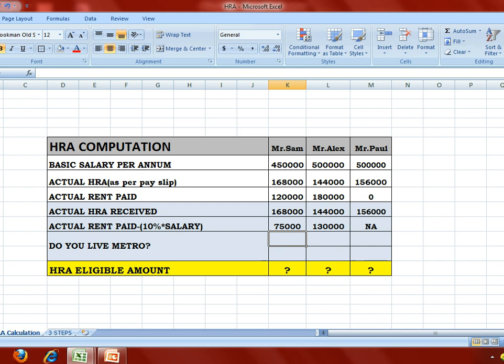Do you live in Metro? If your answer is yes, then the value for Mr. Sam is 50% of his basic salary. Assume Mr. Alex is not staying in Metro. Ideally his answer will be no. Hence we need to input 40% of his basic salary in this case. This condition is again not applicable for Mr. Paul because he doesn't pay any rent at all.